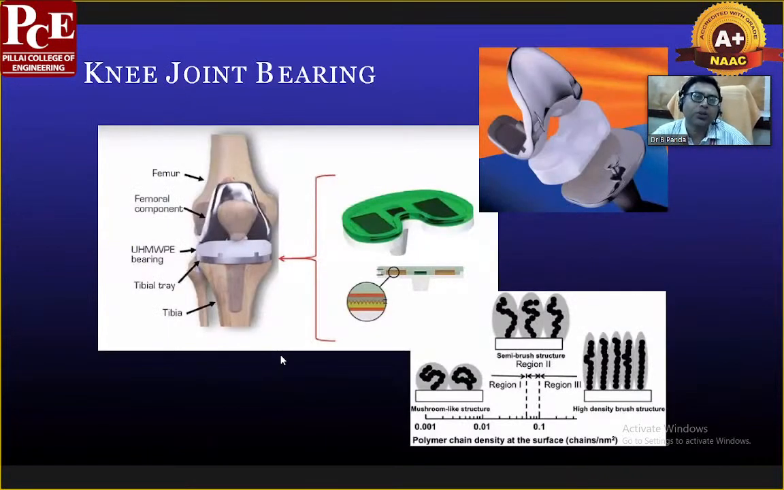Apart from this, we have the knee joint bearing. Some time ago, Dr. Richa Agarwal was talking about bioengineering. Now, what is the material that you are going to use in bioengineering? Remember, material is the basic thing when we are thinking to design or engineer something.